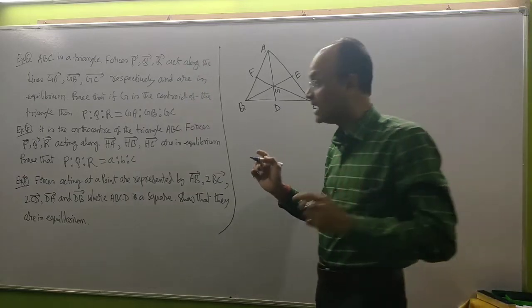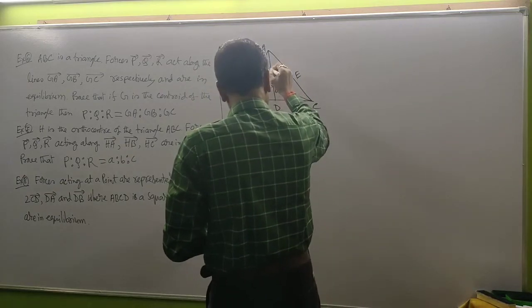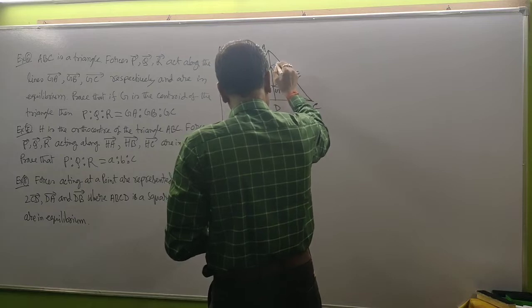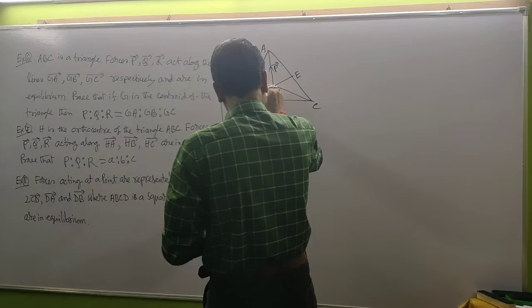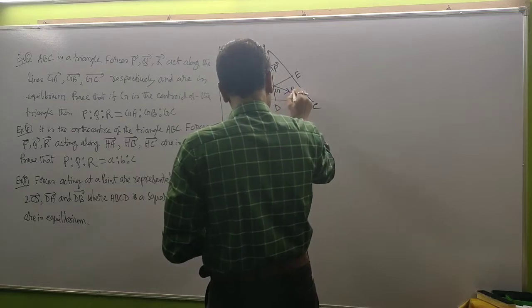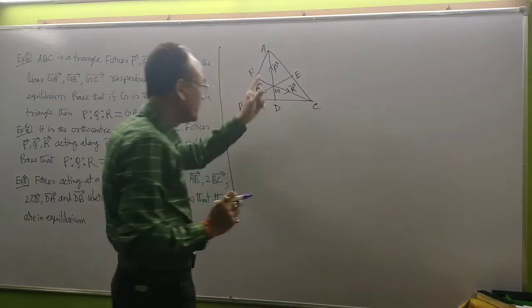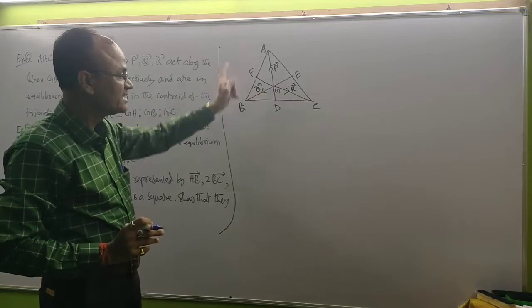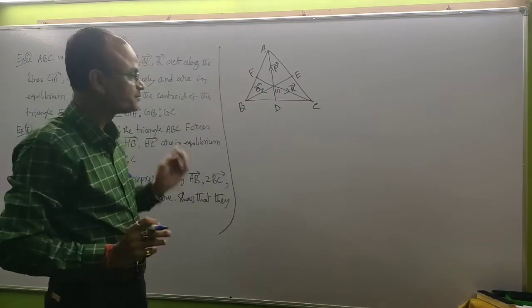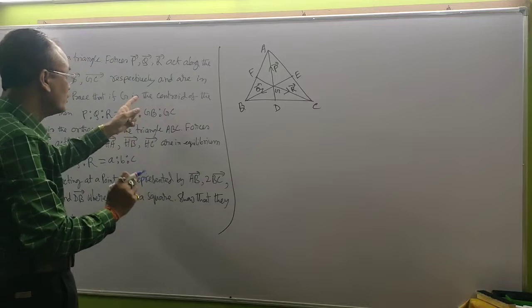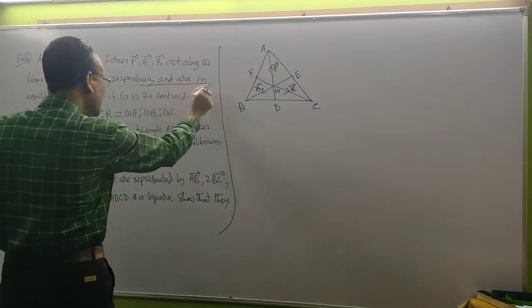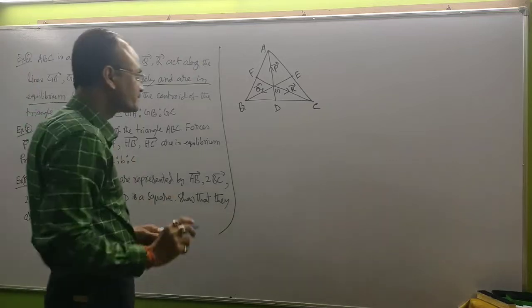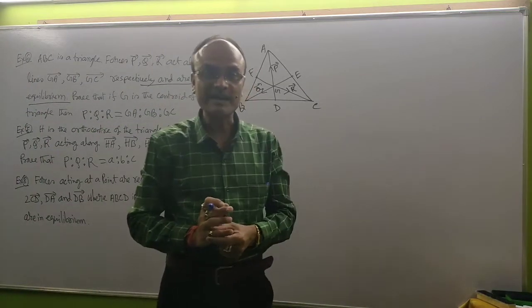The forces P, Q and R are acting along GA, GB and GC respectively, and are in equilibrium. It is given that the three forces P, Q, R are in equilibrium.